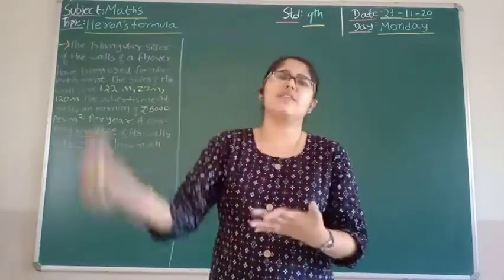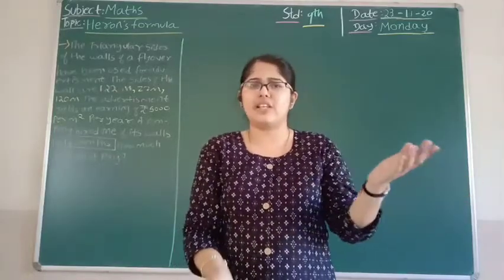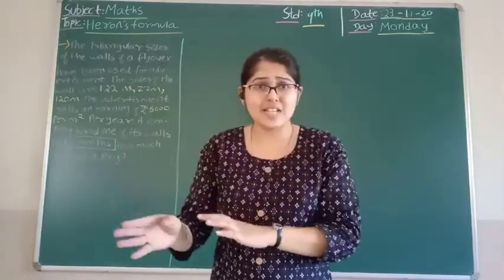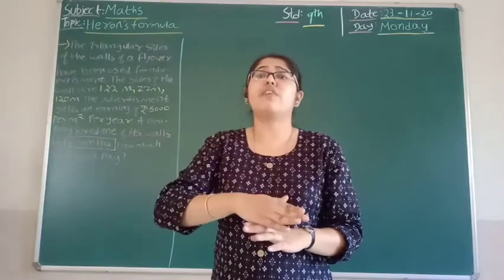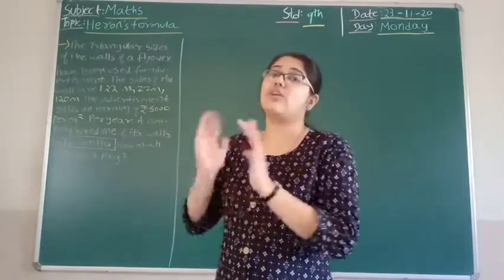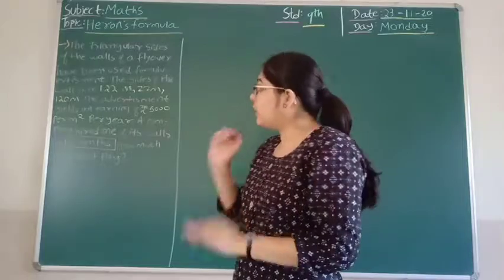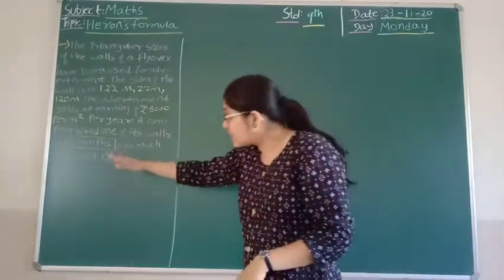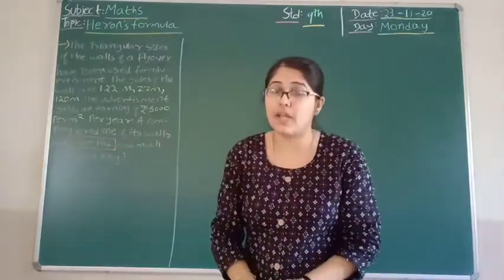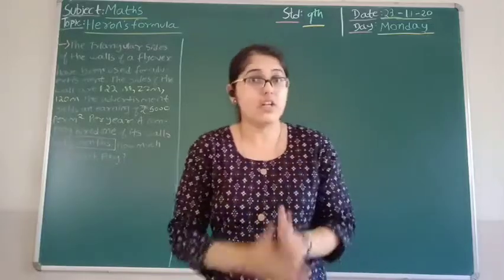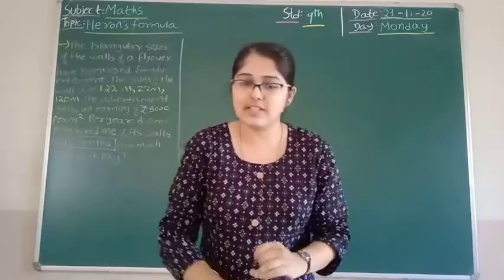We need to find the sides as given. We need to find the area of this triangular wall, and then we can come to the conclusion of what exact rent the company is going to pay for the 3 months. So now students, we start this sum.